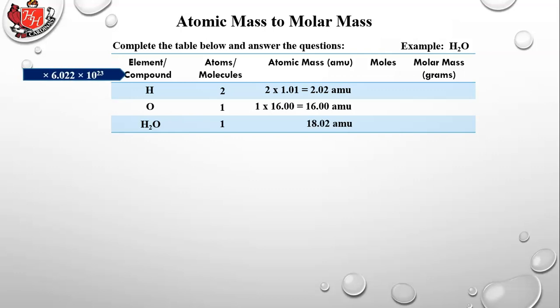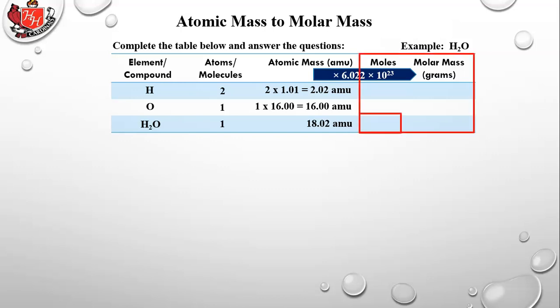So now we're going to go over here and we're going to multiply everything by 6.022 times 10 to the 23rd, our magic number, the mole. So we're going to put a big red box and a little red box. I'll explain that in a second. So if you take 2 atoms of hydrogen and multiply it by a mole, you get 2 moles of hydrogen. If you take 1 atom of oxygen and multiply it by a mole, you get 1 mole of oxygen. And if you take 1 molecule of H2O and multiply it by 6.022 times 10 to the 23rd, you get 1 mole of water molecules.